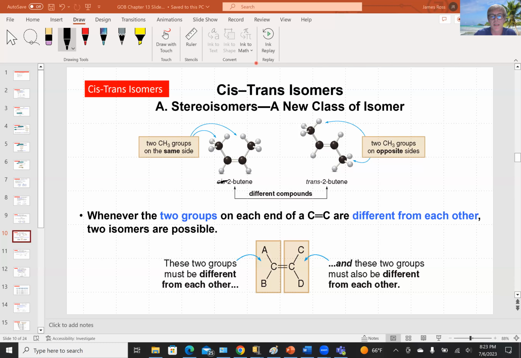So we have cis-2-butene versus trans-2-butene. The word 2-butene is not enough. We have to say cis-2-butene and trans-2-butene. So hopefully now you know what that means.